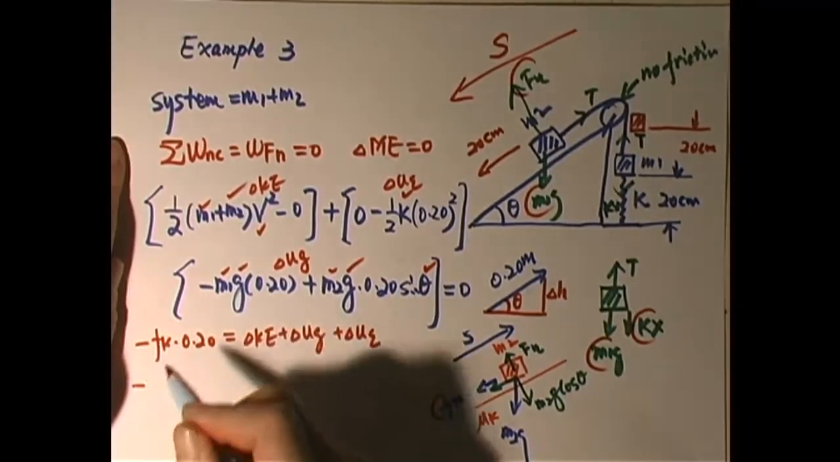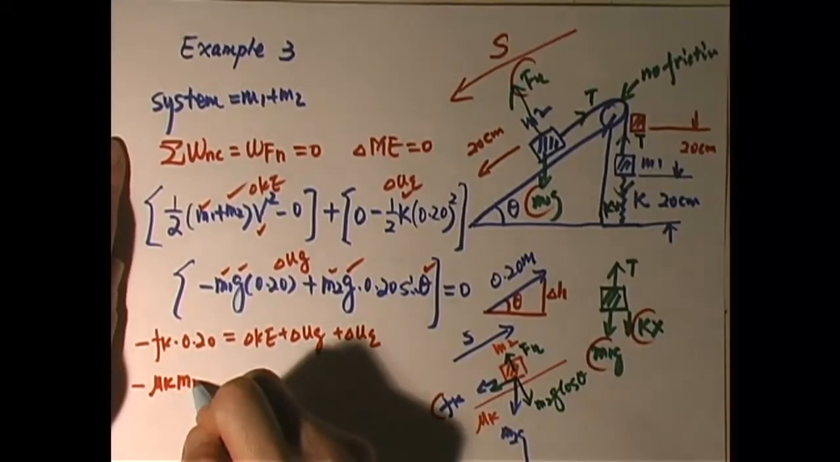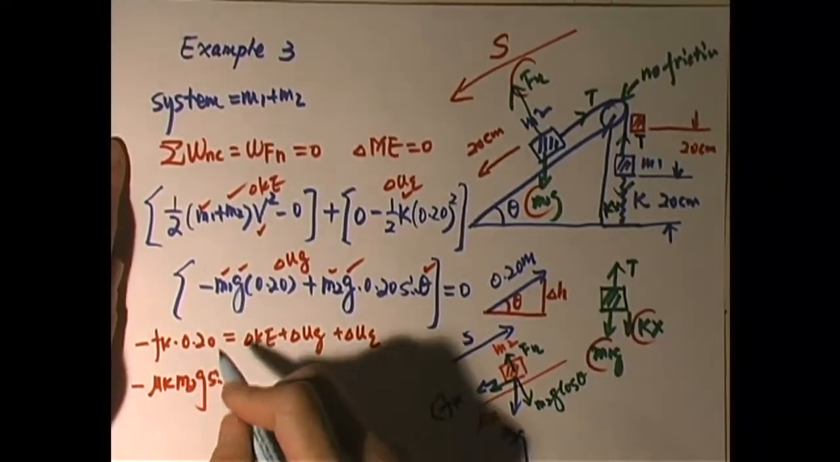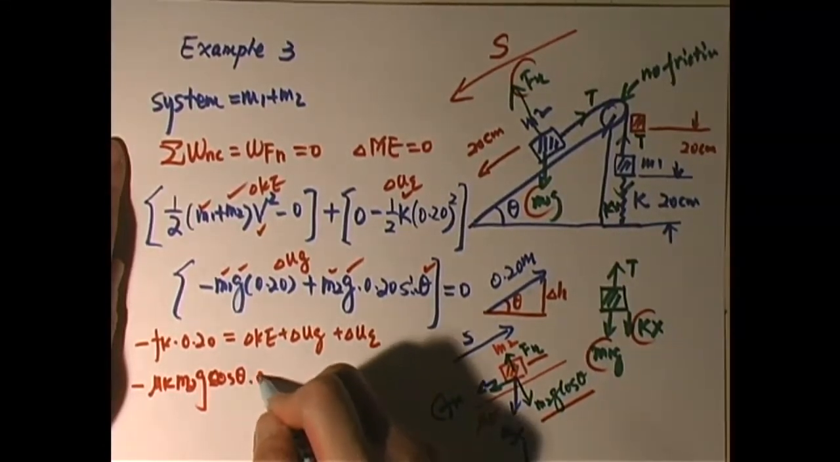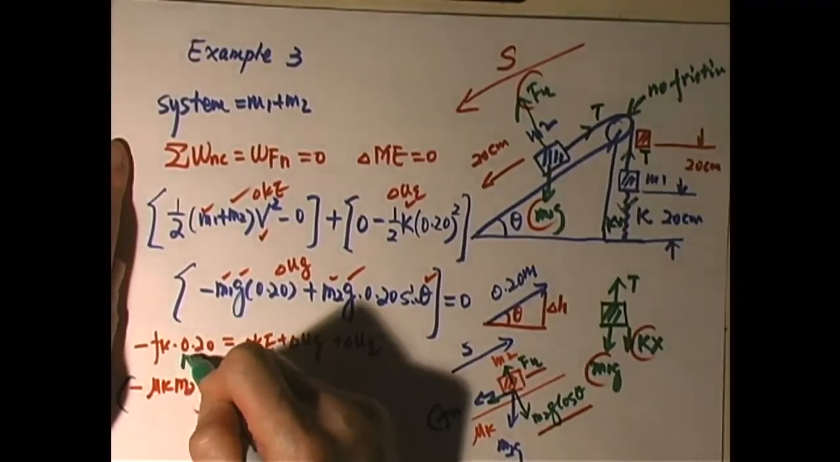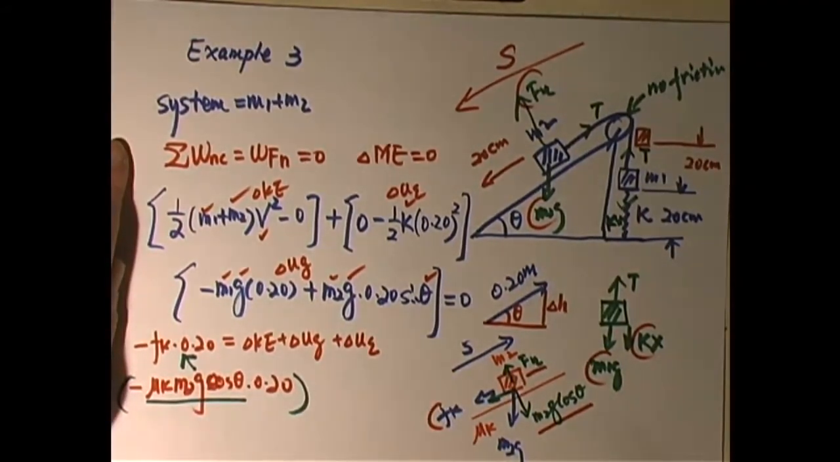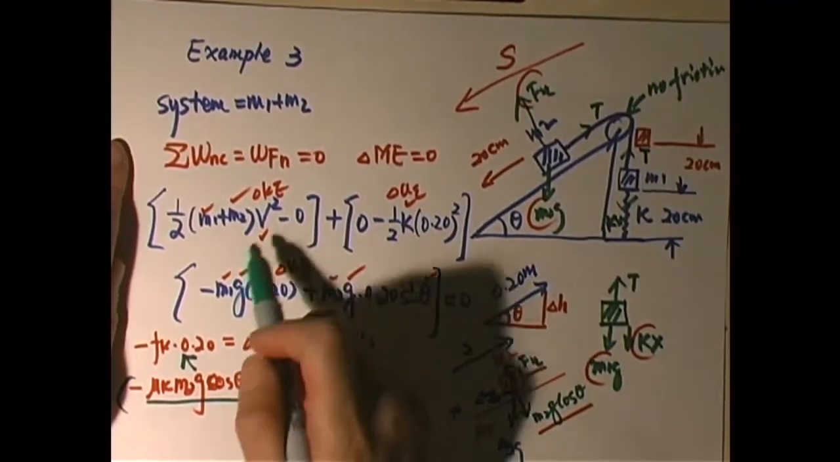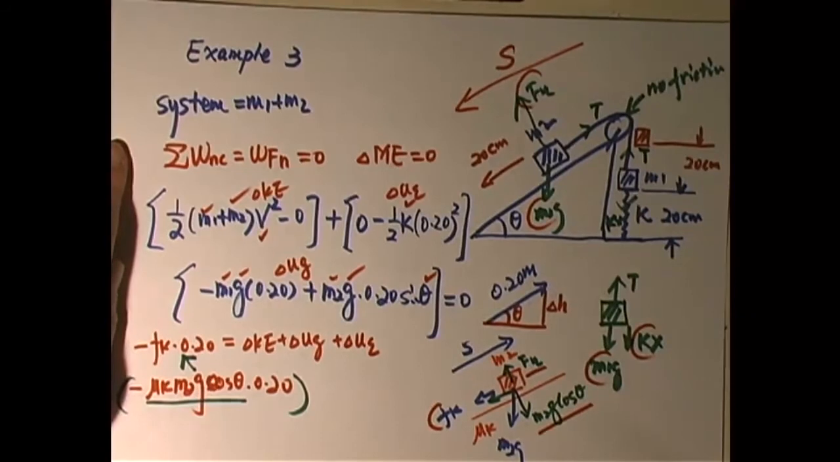And we can just put Fk is mu k times normal force, and normal force equals M2G cosine theta, because M2G cosine theta equals Fn. And times 0.20. And this term is here because we replace Fk with mu k times normal force. Because of the involvement of Fk, we expect the final speed will be smaller than the non-friction case.